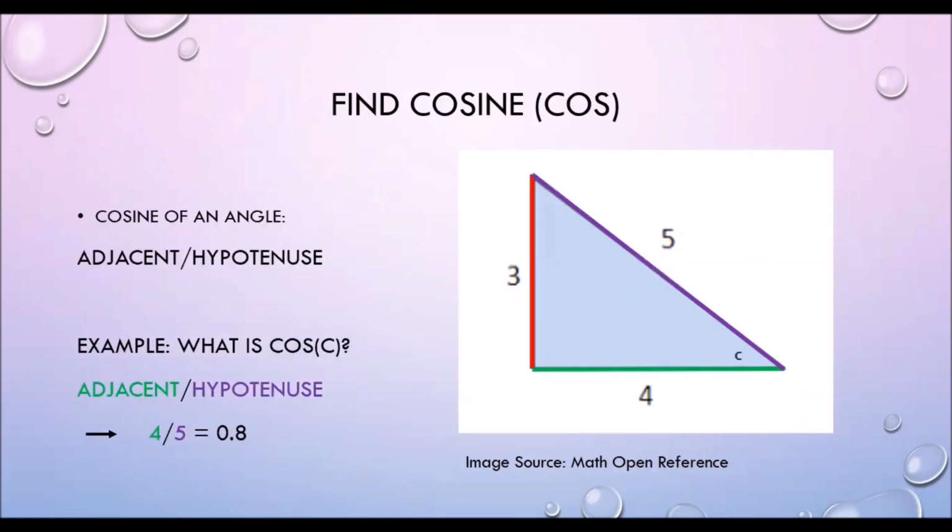To find cosine of an angle, we take the length of the adjacent side and divide it by the length of the hypotenuse. For example, if you want to find cosine of angle C, we take the adjacent side, which happens to be green, and divide it by the hypotenuse, which happens to be purple. In this diagram, the adjacent or green side has a length of 4, and the hypotenuse or purple side has a length of 5. Dividing these two numbers gives us 4 over 5, which can be written as 0.8.